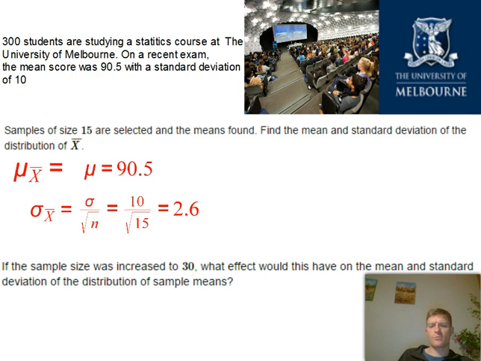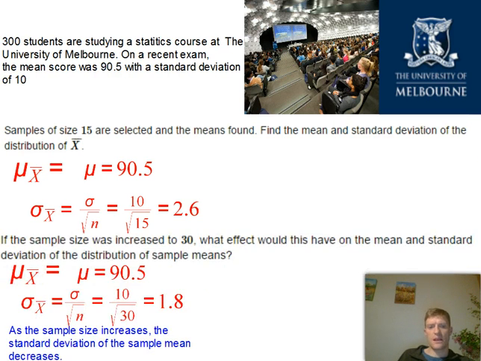Now, let's consider if the sample size was increased to 30. What effect would this have on the mean and standard deviation of the distribution of sample means? How is that going to change by increasing the sample size? First off, let's think about the mean of the distribution of sample means. Well, we will notice that that's not going to change. It's still the same as the population mean, 90.5.